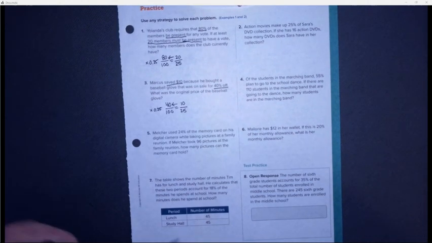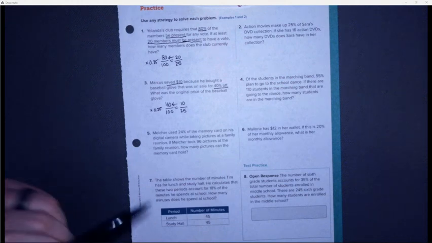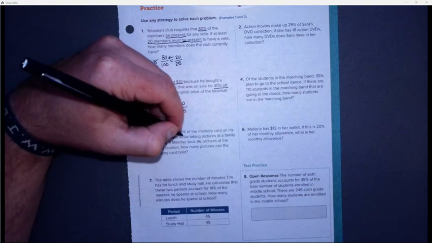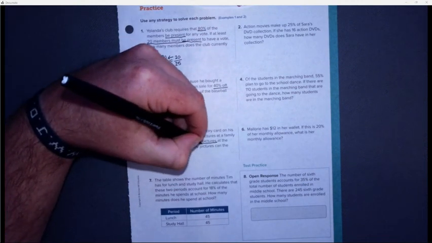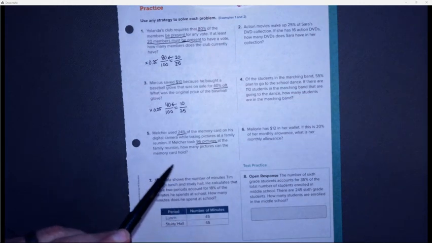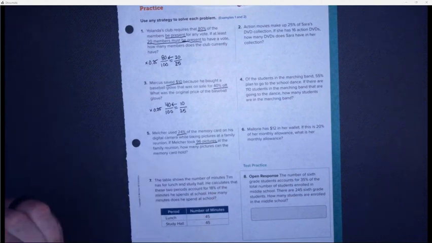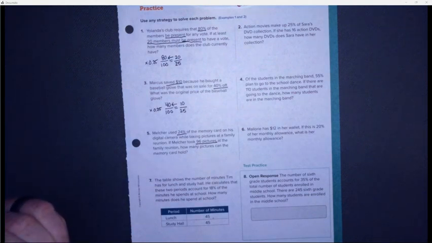Let's look at one more. Number 5, Melcher used 24% of the memory card in his digital camera while taking pictures at a family reunion. If Melcher took 96 pictures at the family reunion, how many pictures can the memory card hold? So he used 24% of the memory card taking pictures of the family, and that was 96 of the pictures. We know that we're looking for the whole. This is how many pictures can the memory card hold. We know it can hold more than 96, so the 96 is the part, and that matches with the 24% of the pictures he took of the family.